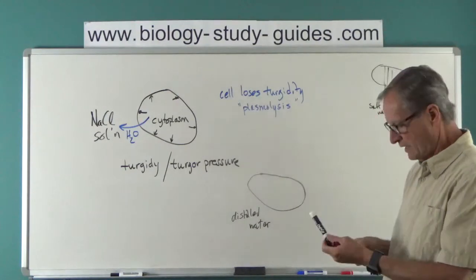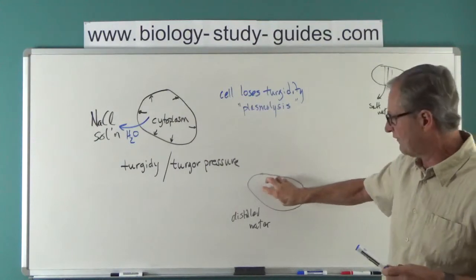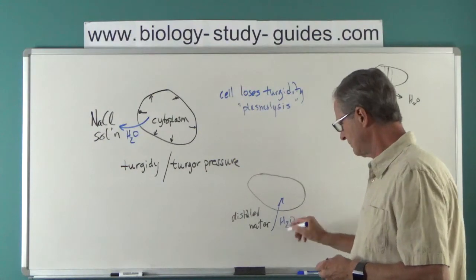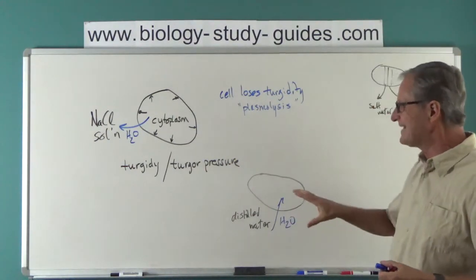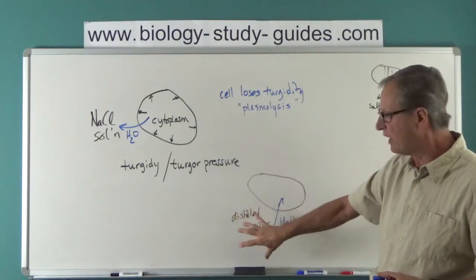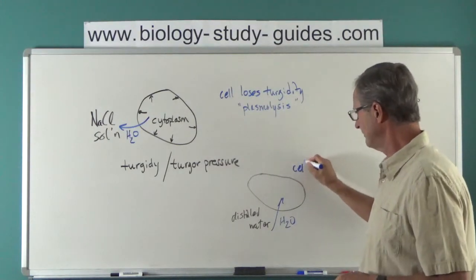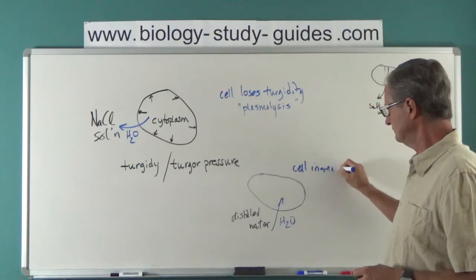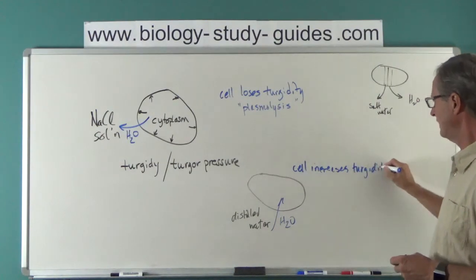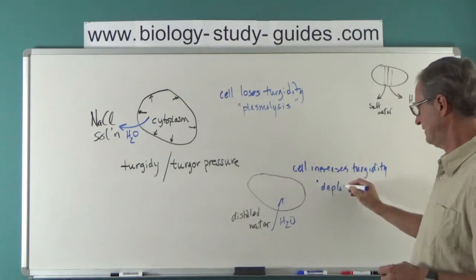the effect here is that because there's a myriad of stuff inside here, water is going to be drawn in, because the concentration of anything is greater in here than it is out here. So this is what we call absolutely hypotonic, and we're going to have an increasing turgor pressure. Or the cell increases turgidity. This is what we can call deplasmolysis. It's the opposite.